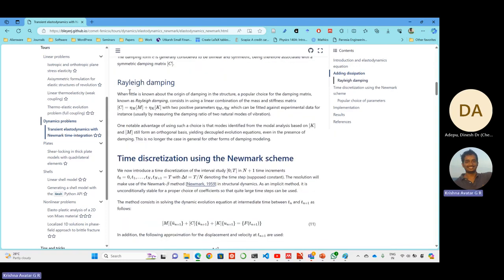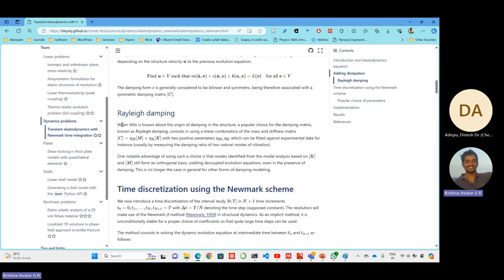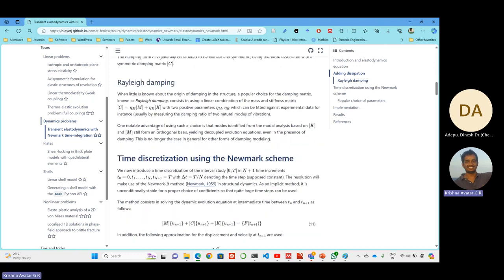So that's why you'll see Rayleigh damping. It's so well known that the author has provided a brief description: when little is known about the origin of damping in the structure, a popular choice for the damping matrix is the Rayleigh damping, which consists of a linear combination of both. These coefficients are obtained by fitting experimental data, giving eta m and eta k. One notable advantage is that modes identified from the modal analysis based on K and M still form an orthogonal basis, yielding decoupled evolution equations even in the presence of damping.